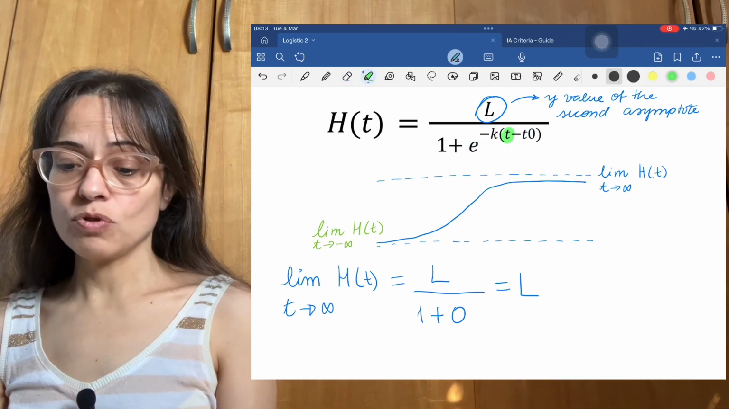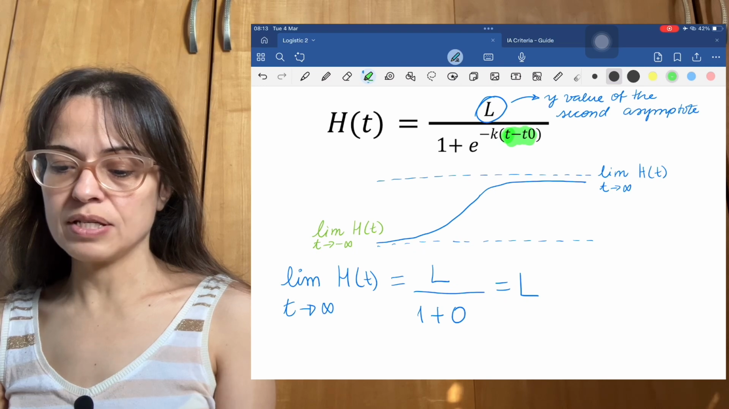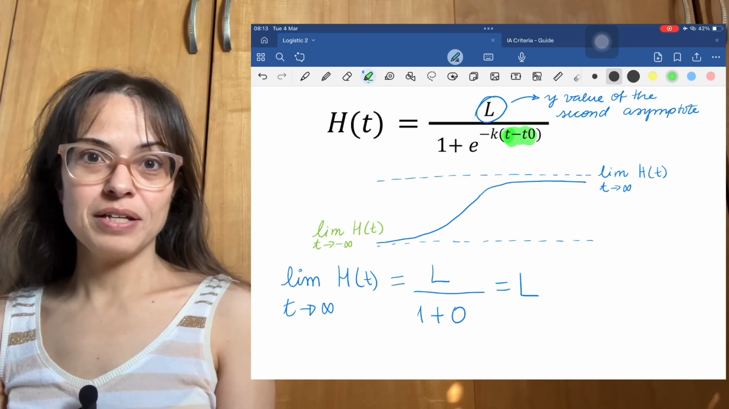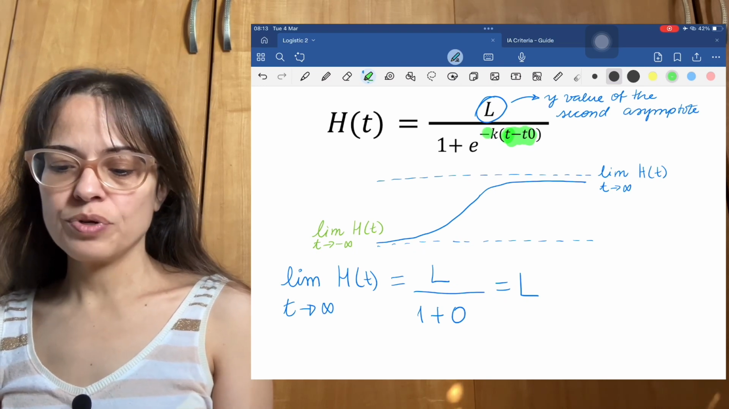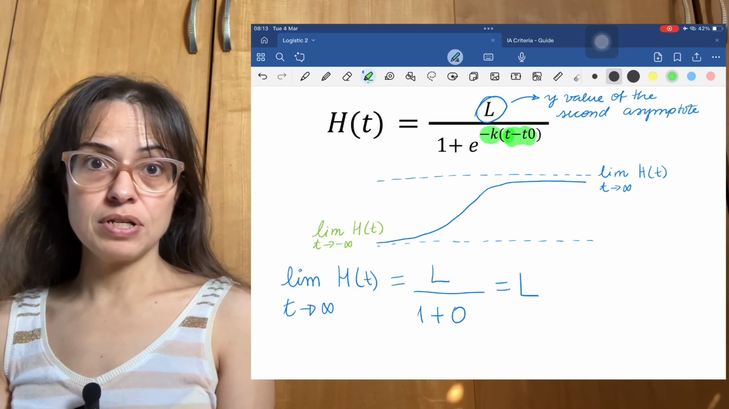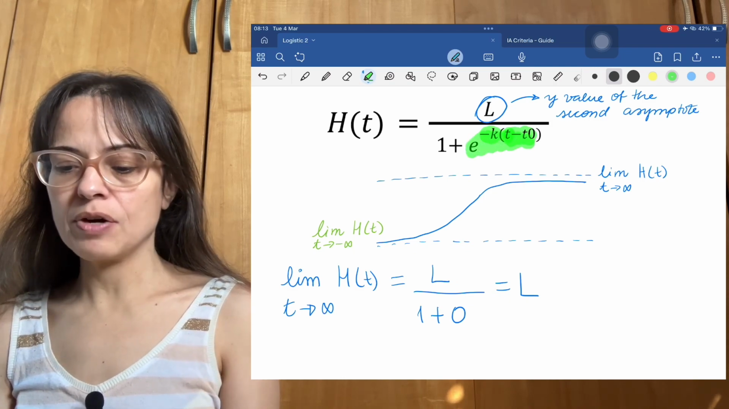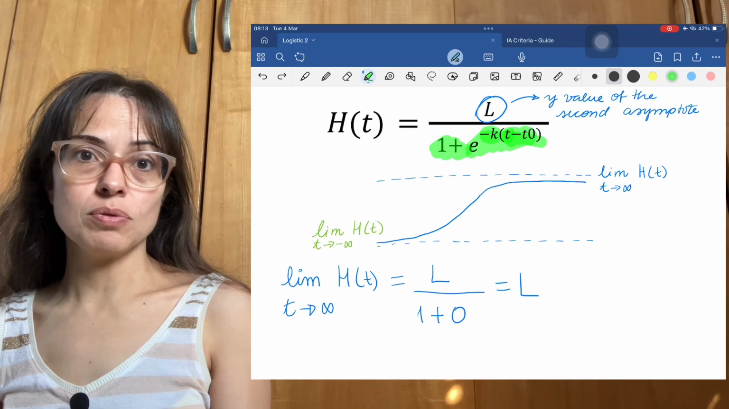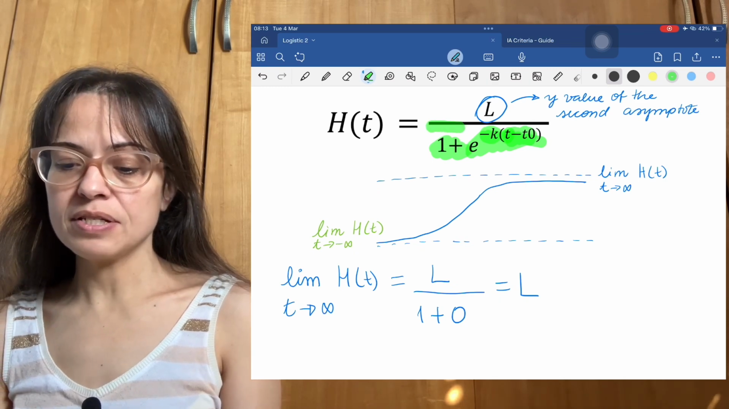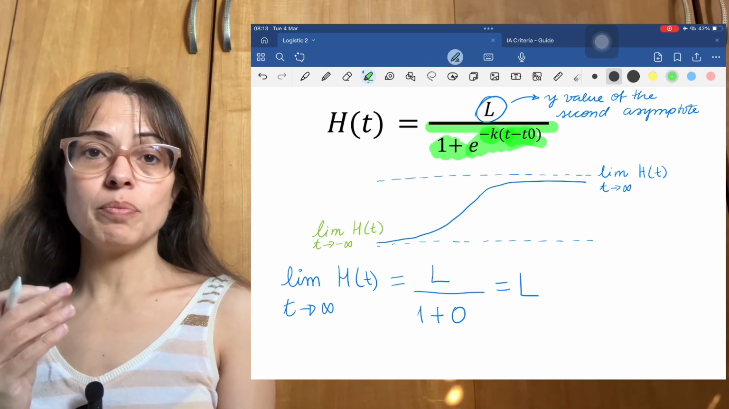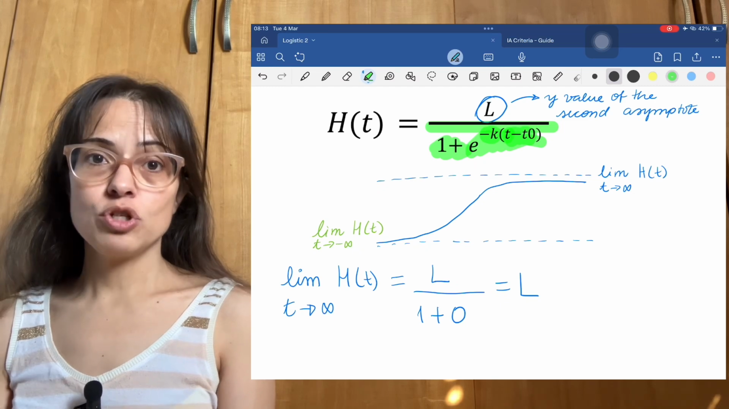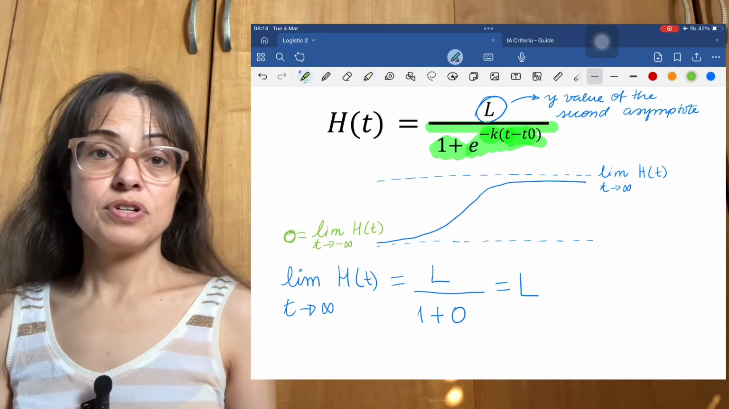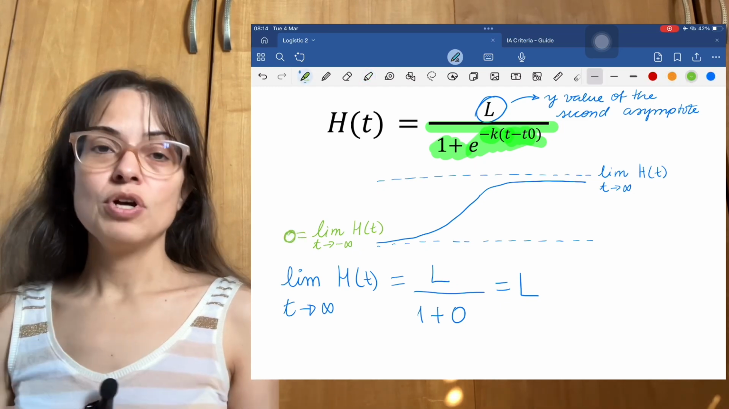And again, the t0 is not going to do anything, so this exponent here is minus infinity, which with a negative sign becomes infinity. And e to the power of a very large number plus 1 is still large, but that whole thing is in a denominator. So I'm dividing L by an extremely large number, which makes it 0. So the first asymptote in this formula is 0.